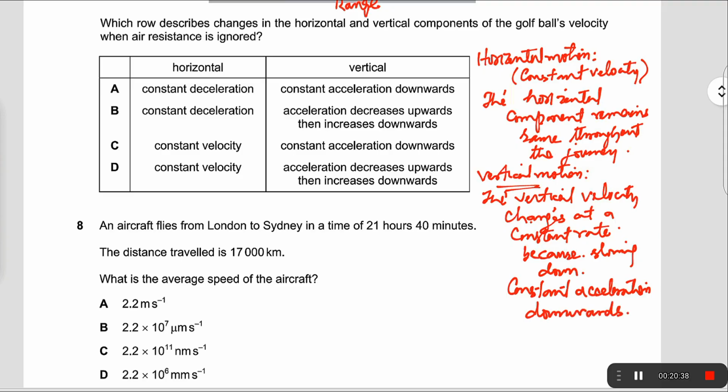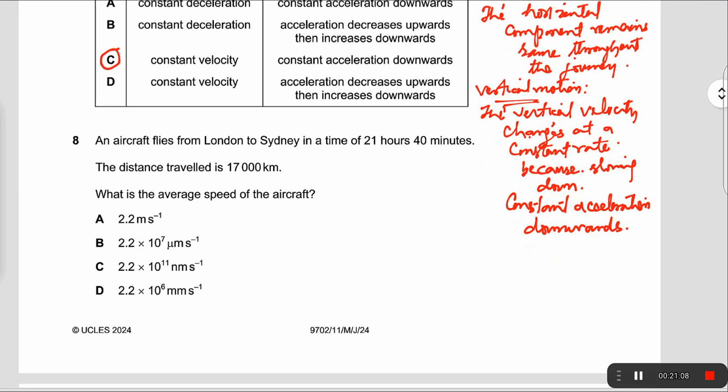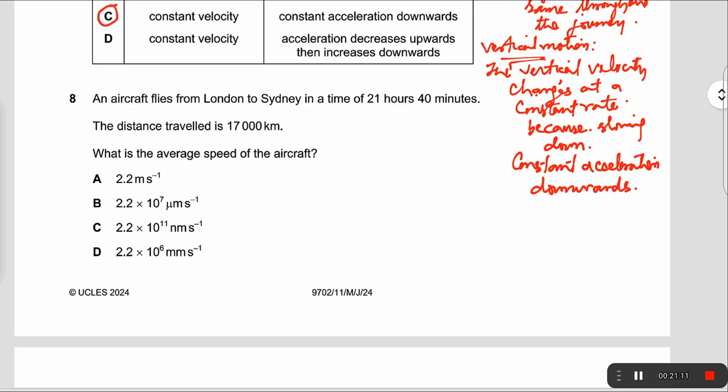This happens with the projectile. Just see this option, the D option: acceleration decreases upwards, then increases downwards. No, acceleration remains constant. What is the meaning of acceleration? Change of velocity with time. That remains constant. He says in D option acceleration decreases. No. So the correct option is C, because there are two types of motions, vertical motion and horizontal motion. I hope you understand it very well.